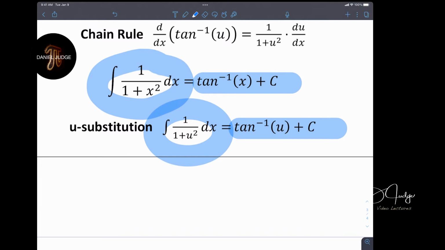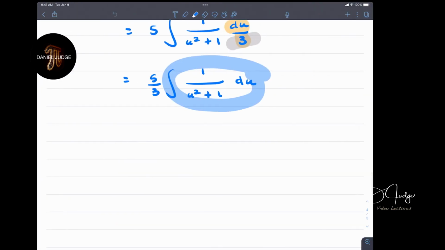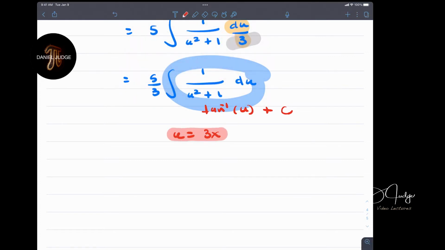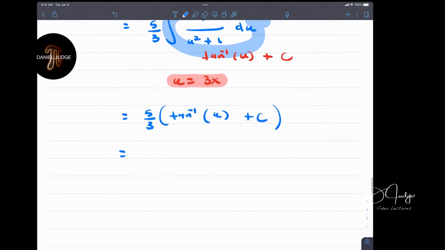Okay. Inverse tangent u plus c. So you get to replace this with inverse tangent of u plus c, where your u is 3x. Okay. 5/3 inverse tangent u plus c, and you distribute. Right? So you get the 5/3 inverse tangent u, and 5/3 c, this is going to be that c.